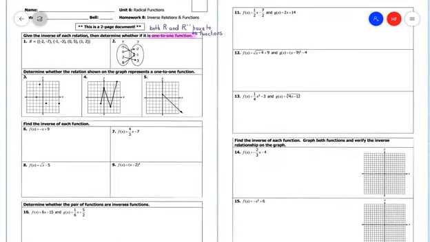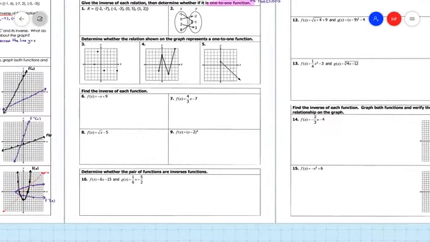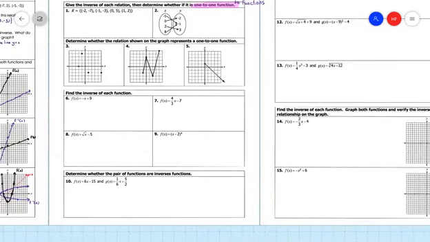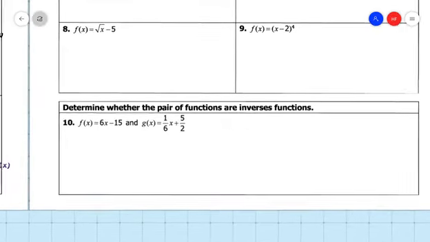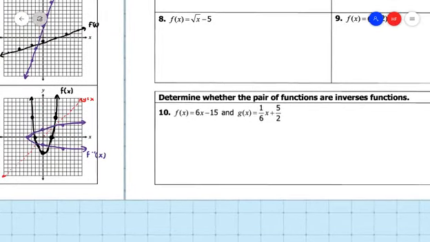And then on 10 through 13, we're going to determine whether they are inverse functions. So I'm going to do one of those. And then on 14 through 15, that's like what we did on the notes. So I'm going to do 10 just to show you how we determine whether they are inverses or not. So if they're inverses, f of g of x equals x, and g of f of x equals x, which sounds like it'd be really hard to prove, but it's not.